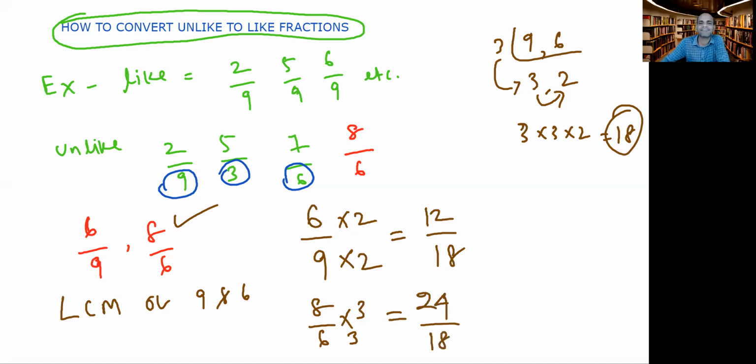Now got it? This is 12 by 18 and this is 24 by 18. Now 18, 18 same. So these two are called, sorry, like fractions. Now a question may be in your mind: what if there are 5 fractions? No problem. Take the denominators of these 5 fractions and take the LCM. After that, multiply by the number by which the LCM has come. Accordingly, you can easily convert unlike fractions to like fractions.